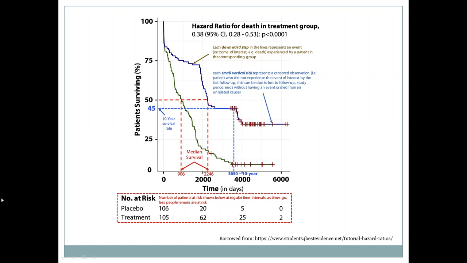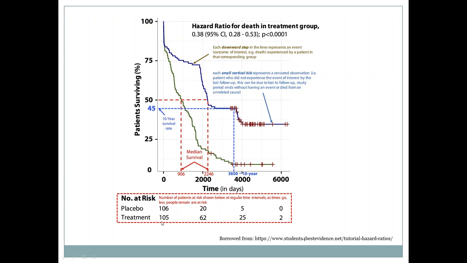Okay, so the number of patients at risk at regular time intervals is shown down here at the bottom. So this is like at time 0. Everybody at risk means you're still alive, but you're at risk of dying. We call it at risk. You're at risk, but that's a good thing. You want to be at risk, okay? But you haven't gone yet, right?